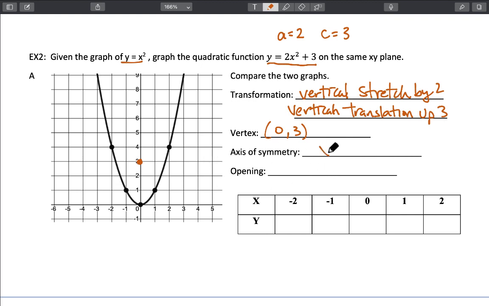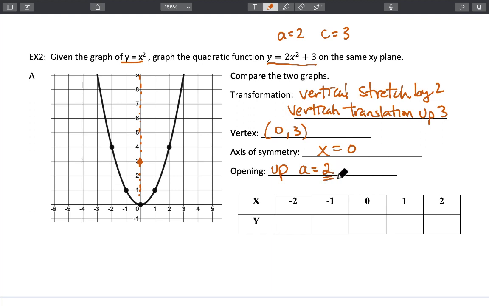My axis of symmetry is still the same. It's this vertical line, x equals 0. And so that's going to help me find points on both sides of my parabola. I know that it opens up because a is equal to positive 2.